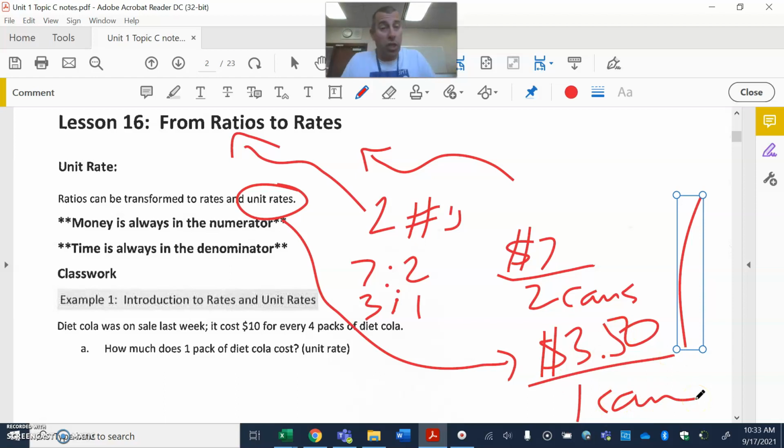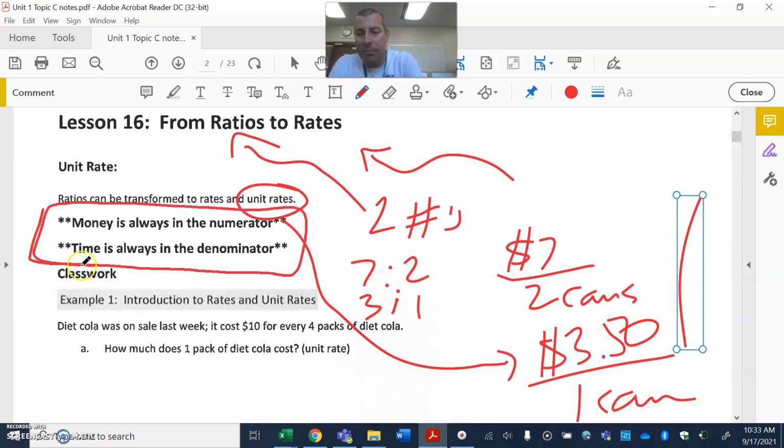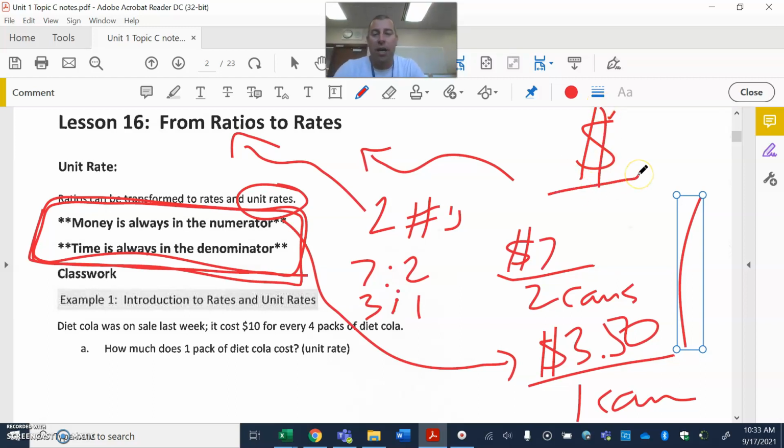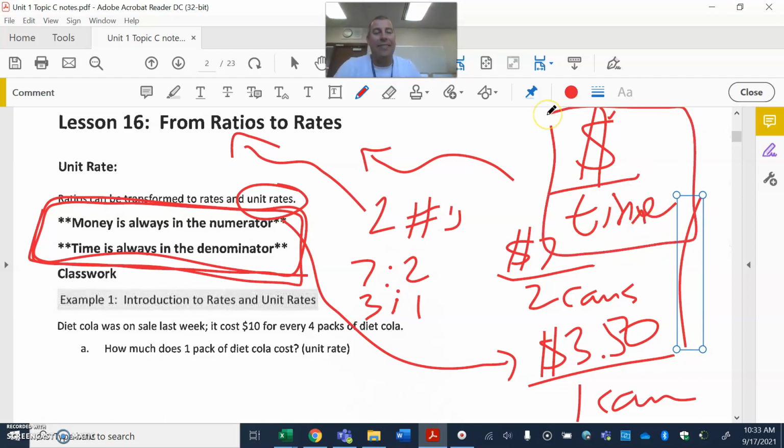So ratios, just two numbers. Rates, hey, we got words with those numbers. Unit rates, we've got numbers with the words, and the bottom number is always a 1. The denominator is 1 because it's how much for 1. There are things we want to keep in mind regarding setting up, two big ticket items. Money's always got to go up in the numerator. So put a big old dollar sign, then a fraction bar, and then put time here in the bottom. And box that in.